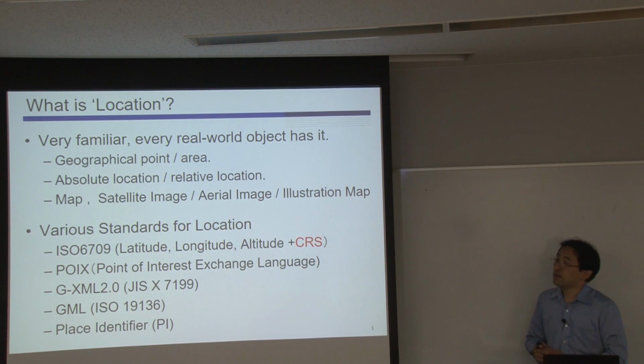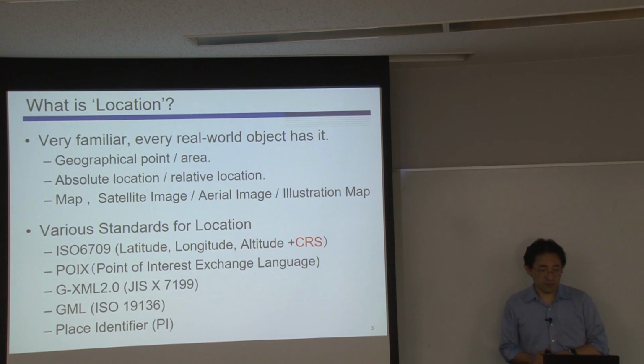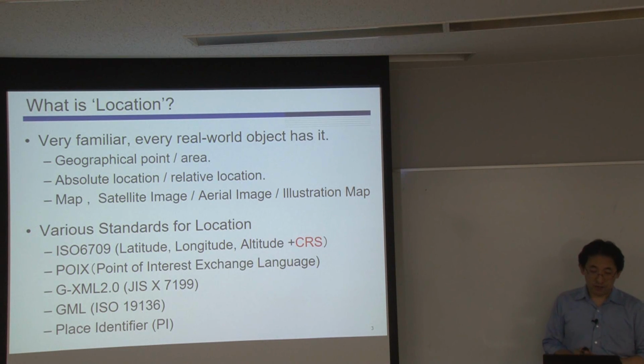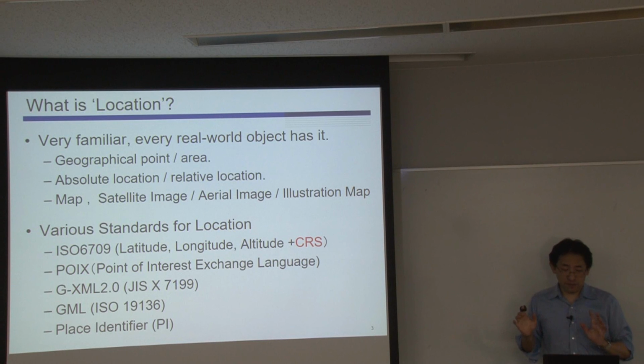And when we try to figure out which location it is, we require some map or satellite image or aerial images or illustration map. So it's not an accurate coordinate, but we usually use these different kinds of maps for pointing to the location. And there are a lot of various standards for location.